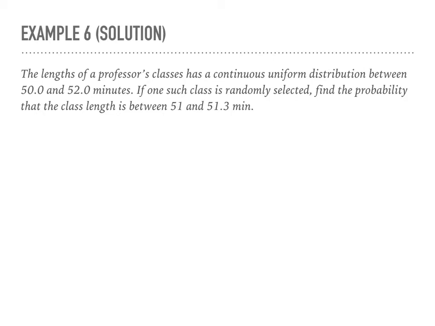The lengths of a professor's classes have a uniform continuous distribution between 50.0 and 52.0 minutes. If one such class is randomly selected, find the probability that the class is between 51 and 51.3 minutes. Again, using our formula, we'll come up with 0.3 over 2, which is equal to 0.15.